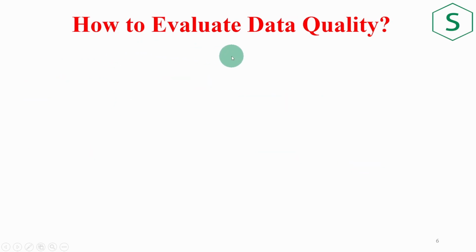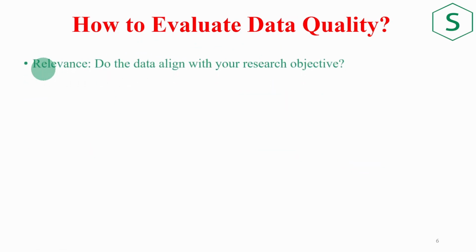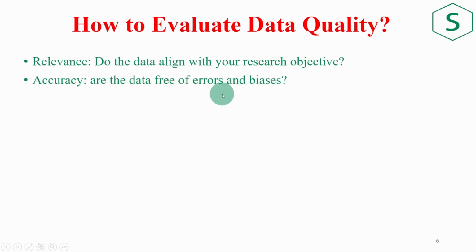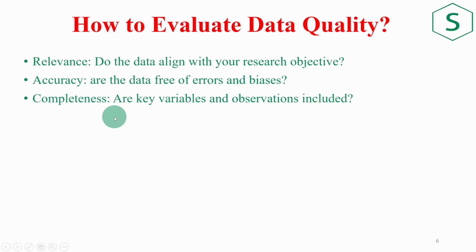How do we evaluate the quality of data? We need to look at the relevance. Do the data align with our research purpose or objective? How accurate are the data sources? Are they free of errors and biases? Are the key variables complete and observations included? For example, if we say that consumption depends on income, there is no way we can do econometric analysis if the data on income is not available.